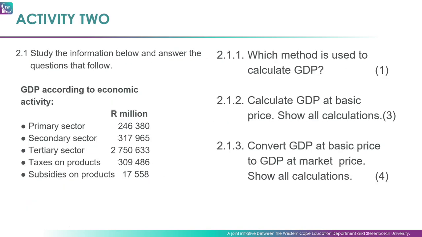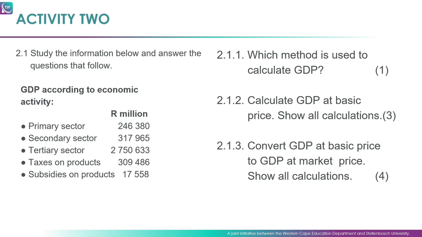Right, so look at activity 2 here. It says, study the information below and answer the questions that follow. So the information that they give us says GDP according to economic activity, and these totals are in rand millions. So they say to us there, it is the primary sector, secondary sector, tertiary sector, taxes on products and subsidies on products. That's all the information which is given to us. Then we have 3 questions that we need to answer.